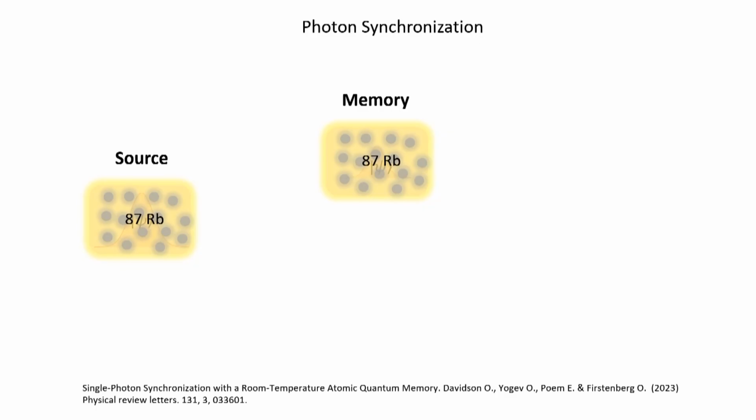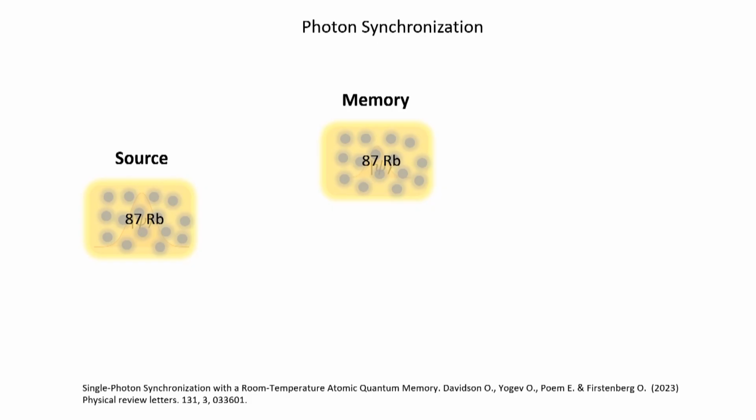This is a simple schematic of what we are doing in the lab. We have a rubidium atomic vapor, which is being used to generate single photons. And we also have another similar rubidium atomic medium which acts as a memory. Since our source and the memory are 2 similar mediums, the photons that are generated from the source are very compatible with the memory, and we can easily store them here.